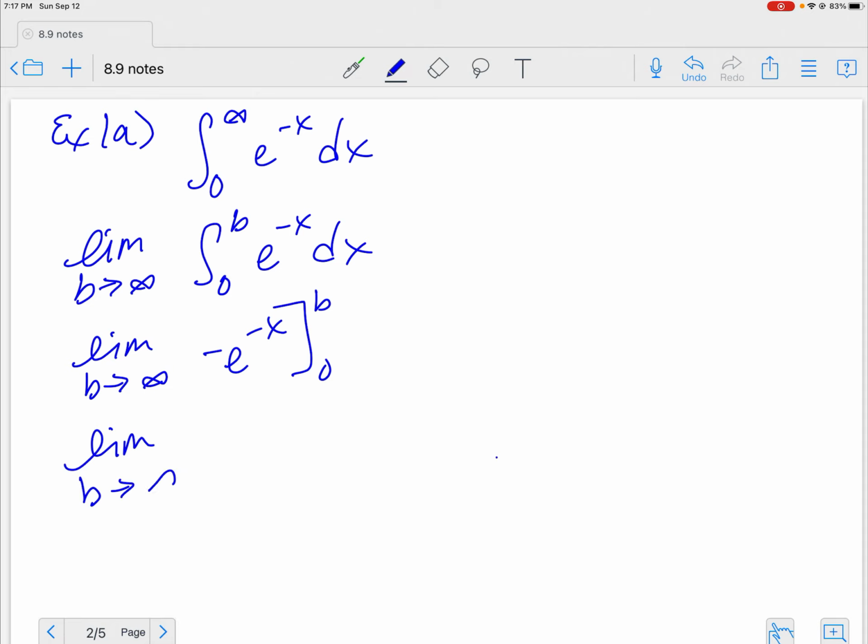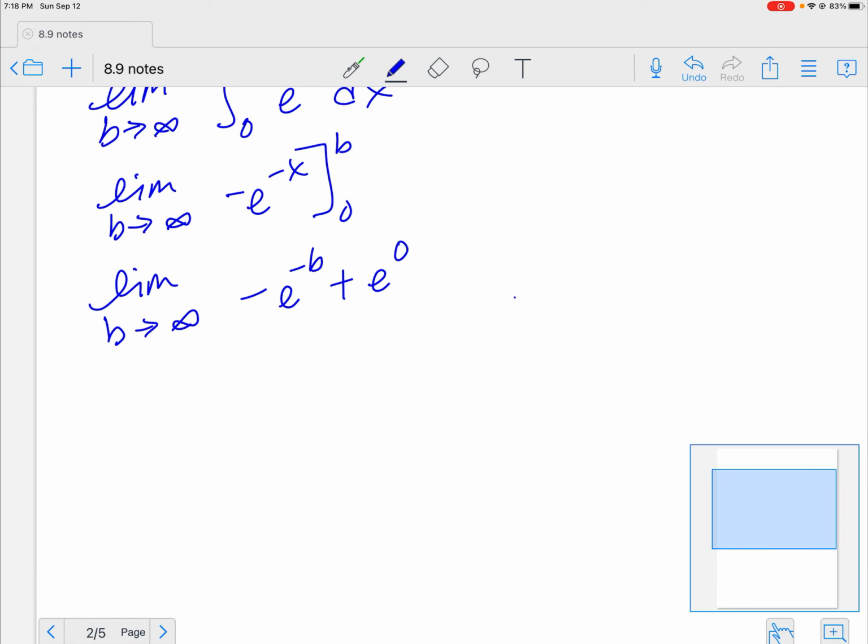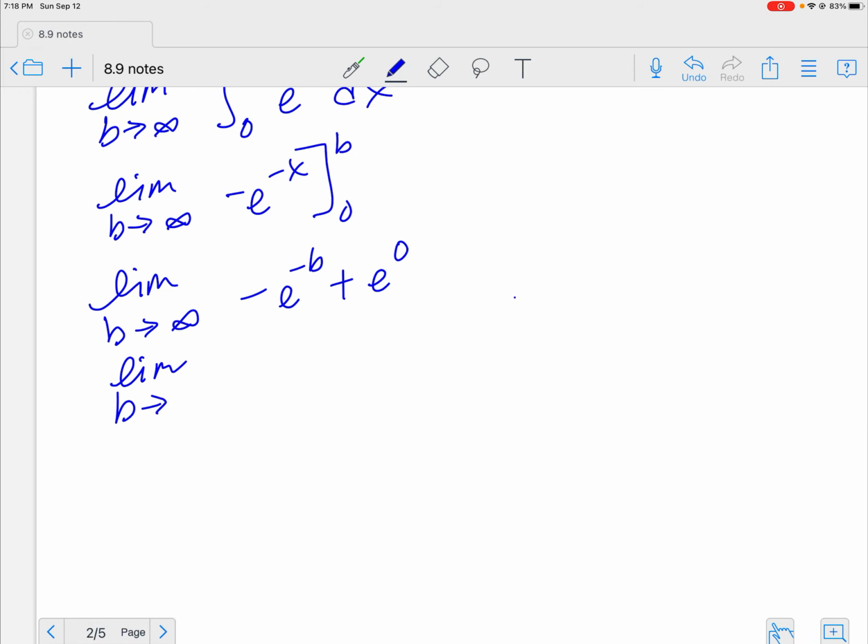The limit as b approaches infinity, and we use the fundamental theorem of calculus, so negative e to the negative b minus a negative, so plus e to the 0. Well, we know e to the 0 here is 1, right? I'm going to rewrite this. So the limit here as b approaches infinity of negative 1 over e to the b, plus 1. Do you see why?